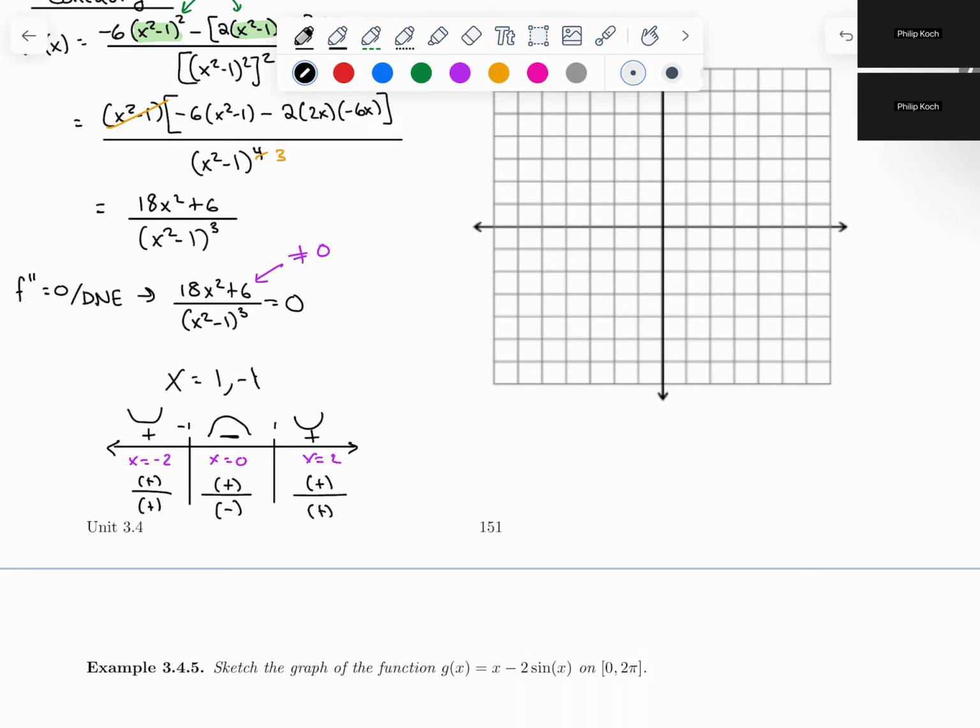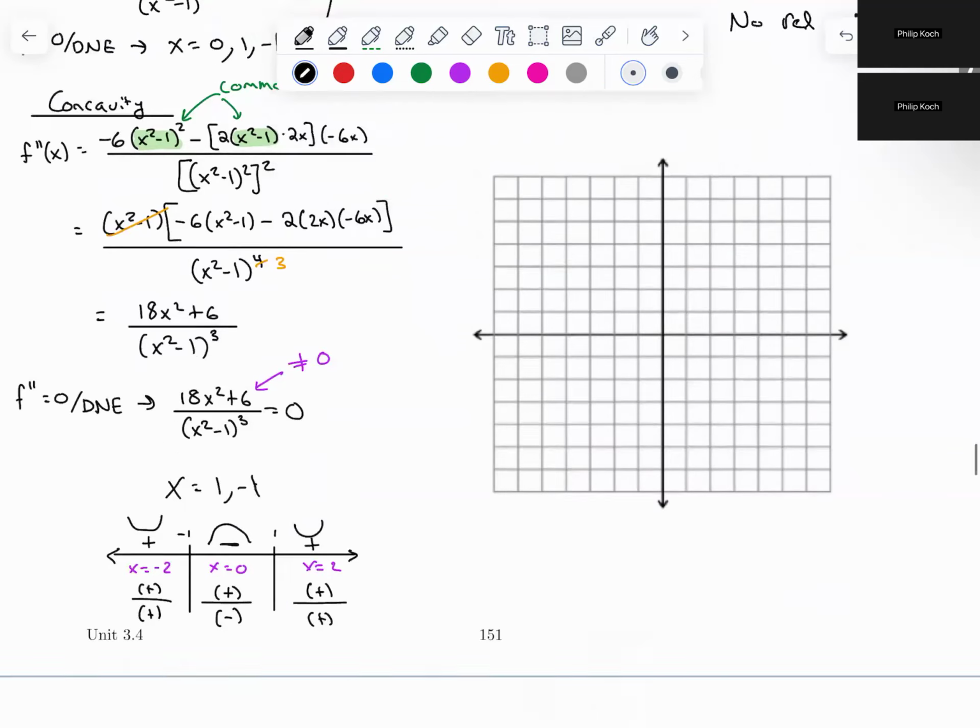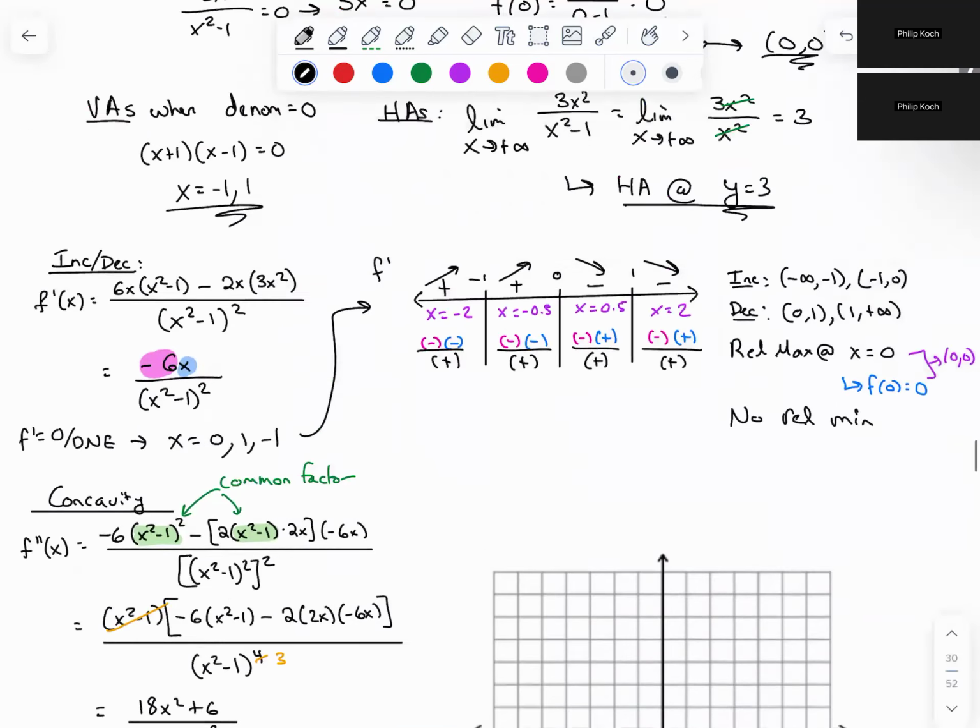Are 1 and -1 inflection points then? Yes, I see some yeses, I see some nos. The answer is no, they're not inflection points. But why? Let's look back at the original function. The domain of this function is all values except for 1 and -1. You cannot plug in 1 or -1 into the function, so they're not inflection points.